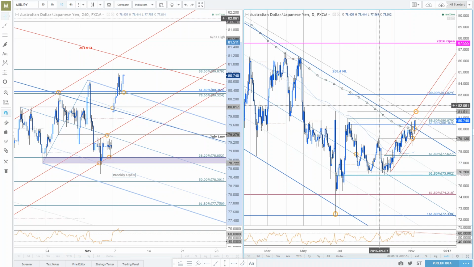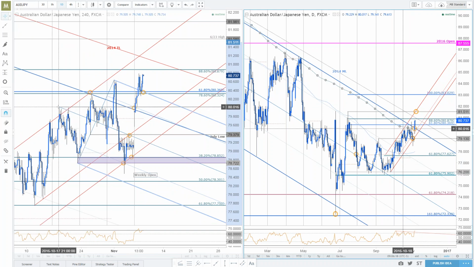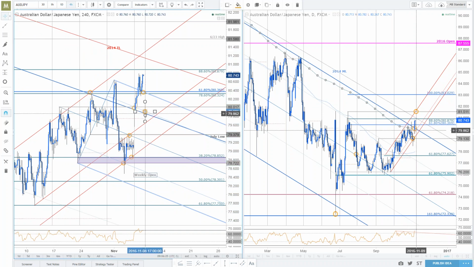on former upper median line parallel, which converges on the weekly open, which converges on those swing highs that we made back in mid-October. So this is your bullish invalidation at this point.